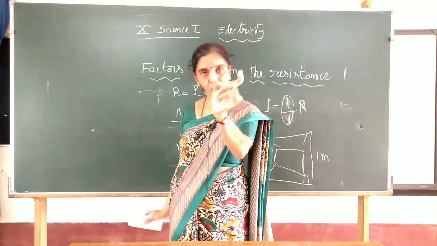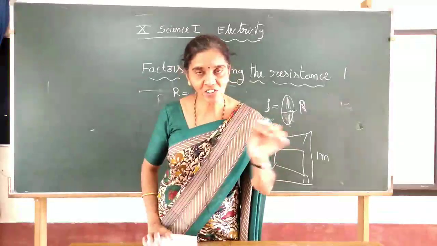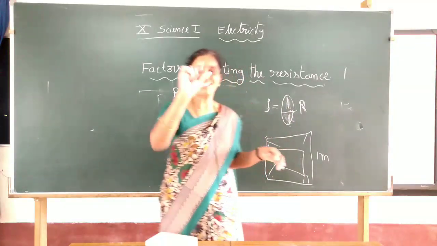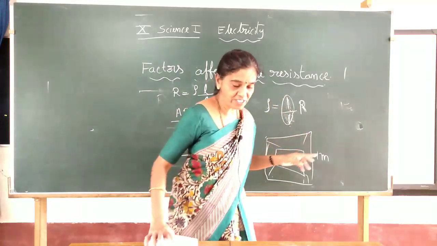So they will take that 1 meter cube, that bigger conductor, pass the current across opposite faces, and find the resistance. That resistance is the characteristic of that material. We call it resistivity.